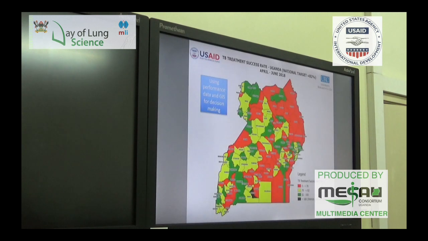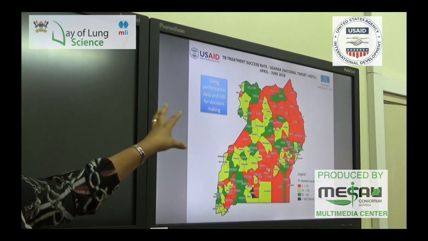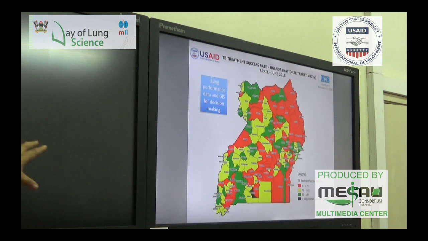When it comes to treatment success rate, this is just last quarter's data, April to June. We can see that even when we find the cases, we are not keeping them in care. Our national target is an 82% treatment success rate, and a good number of our districts are registering below 70%. Now, I know it has to do with the denominators used and the number of patients, but when you look at actual numbers, the red districts have the bigger numbers. The whole of the Karamoja region has big numbers being started on treatment, but they're not following them up.